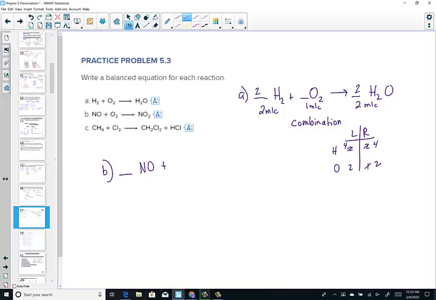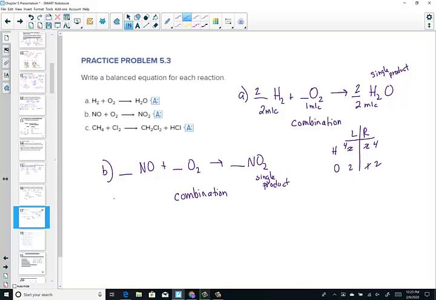NO reacts with O2 to form NO2. This is also called a combination reaction. 2 or more ingredients combining to make a single product. That's how you'll recognize, when we get that far, you'll recognize a combination because it's the only pattern of chemical change that has just a single product. It is the opposite of decomposition.